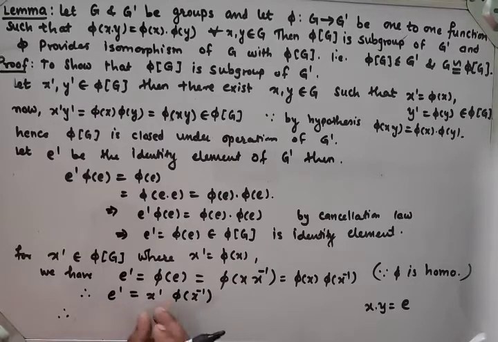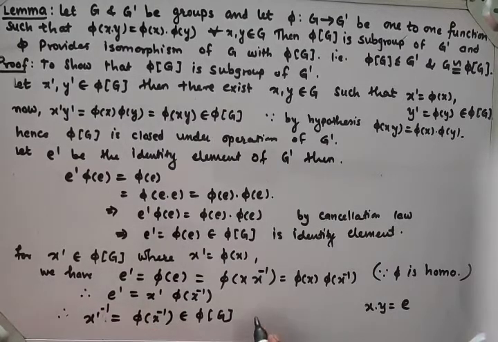So I will transfer this term to the other side. So what will we get? Therefore x dash inverse is equal to, what will we get? Phi of x inverse, which belongs to phi of G. So x dash inverse is an inverse element of phi of x inverse. So therefore here the inverse element exists, right?